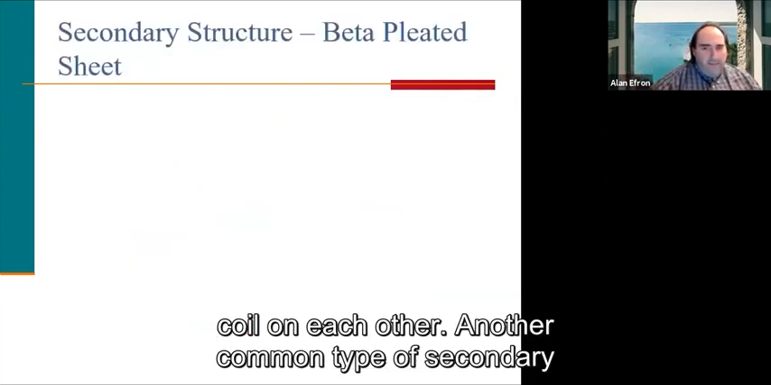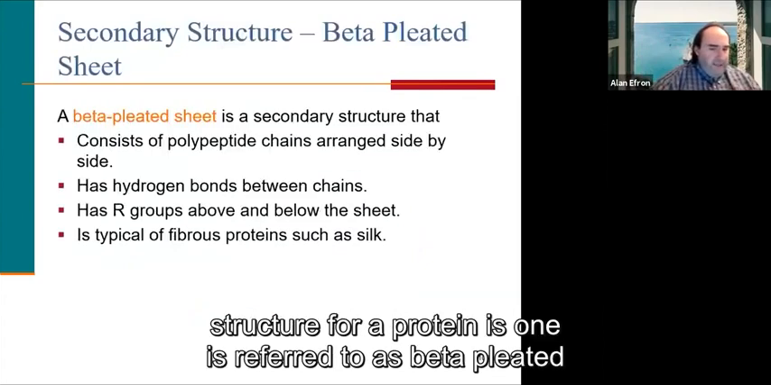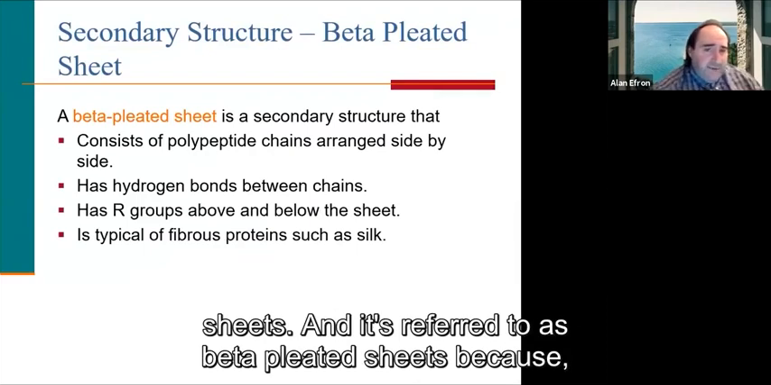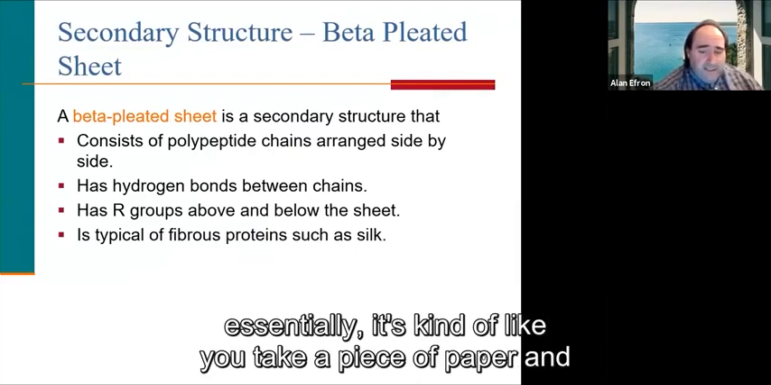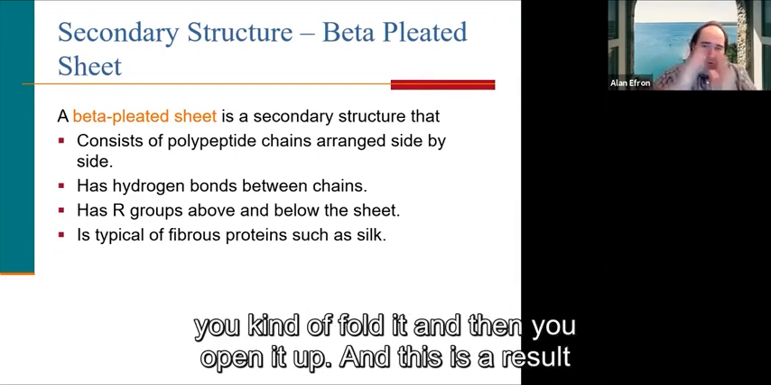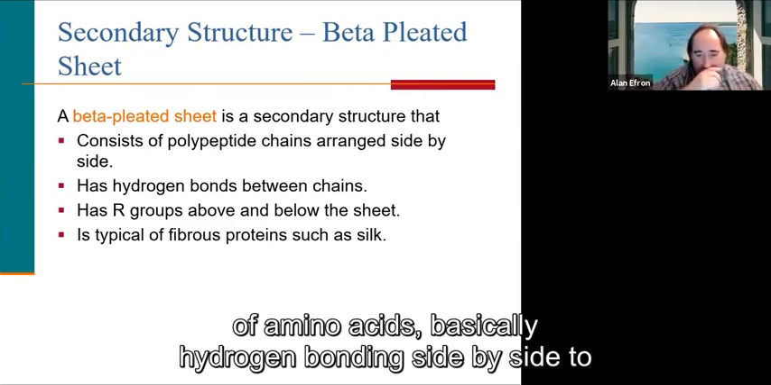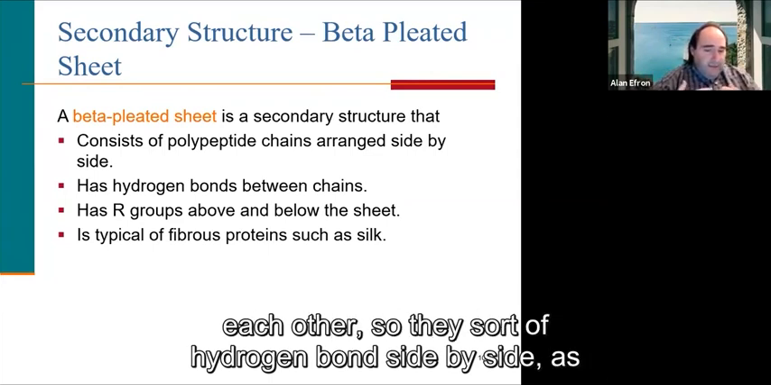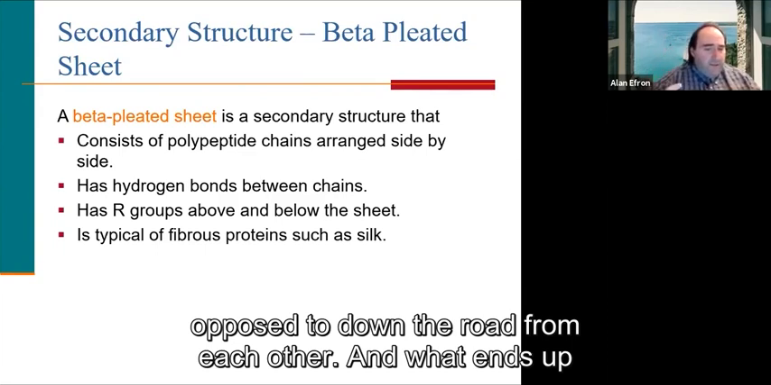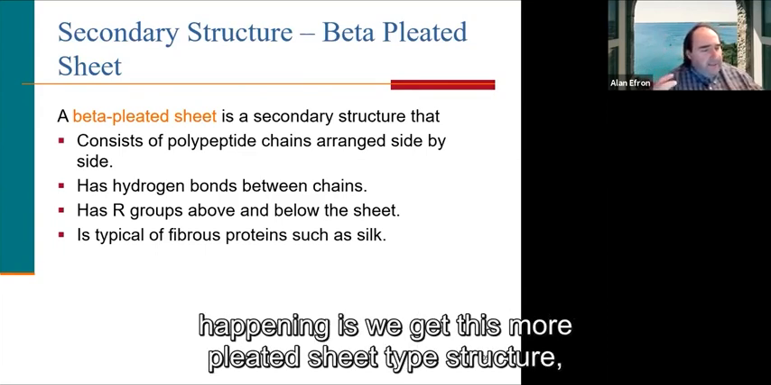Another common type of secondary structure for a protein is referred to as beta pleated sheets. It's called that because it's kind of like you take a piece of paper, fold it, and then open it up. This is a result of amino acids hydrogen bonding side by side to each other, as opposed to down the road from each other. And what ends up happening is we get this more pleated sheet type structure.